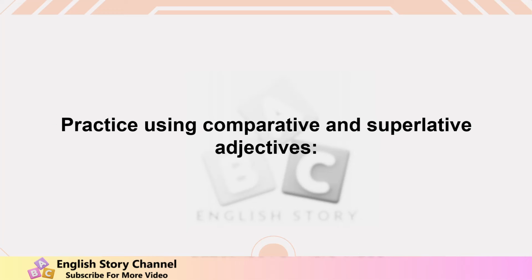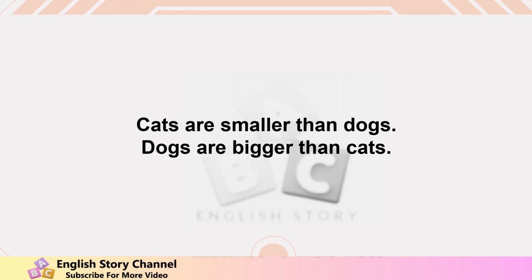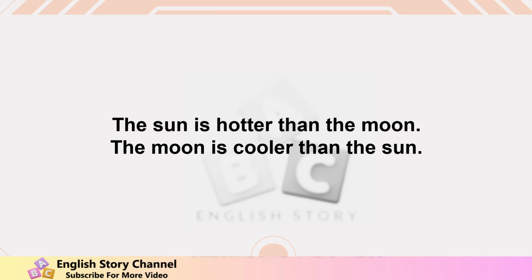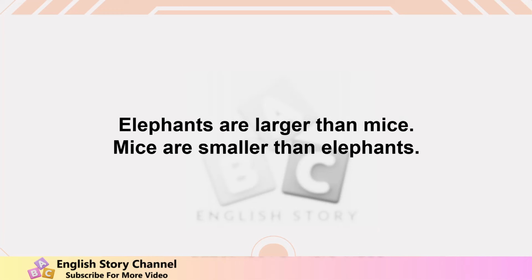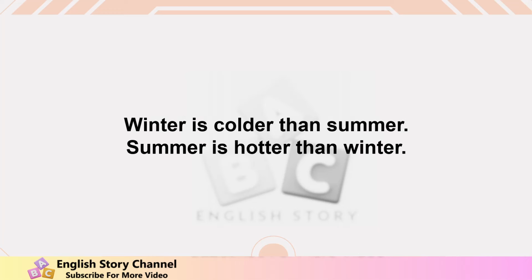Practice using comparative and superlative adjectives. Cats are smaller than dogs. Dogs are bigger than cats. The sun is hotter than the moon. The moon is cooler than the sun. Elephants are larger than mice. Mice are smaller than elephants. Winter is colder than summer. Summer is hotter than winter.